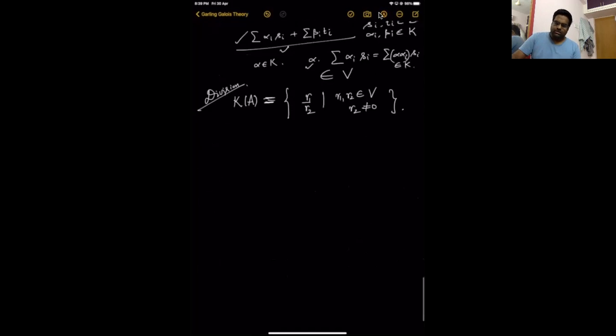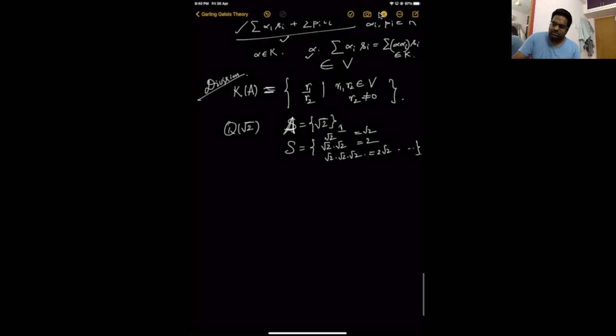Okay, and for example, we had already seen Q of square root of 2. So here S is square root of 2. And if you take all the finite linear combinations, here A is the square root of 2. So S would be all finite linear combinations of all products of, so you have 2, you have square root of 2, square root of 2 times square root of 2, which is 2, then 2 root 2, and so on and so forth. You have infinitely many elements. You have also one there.